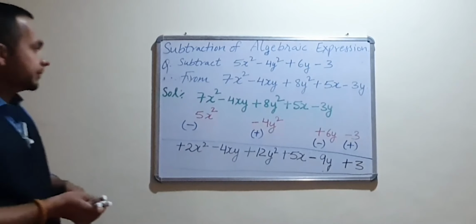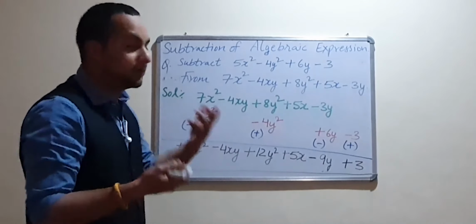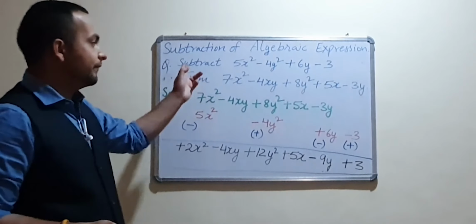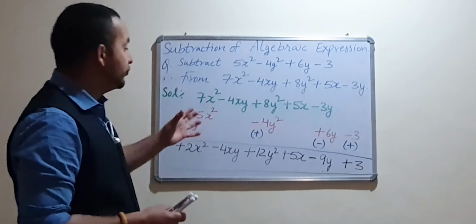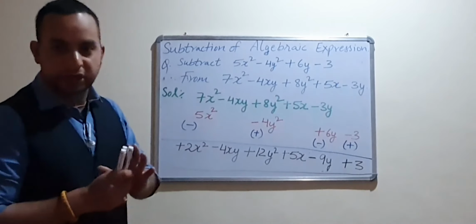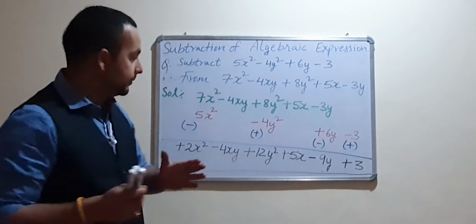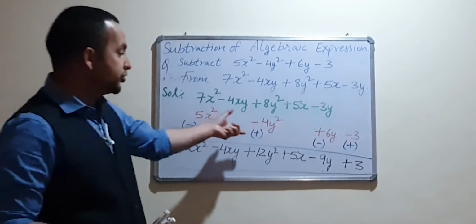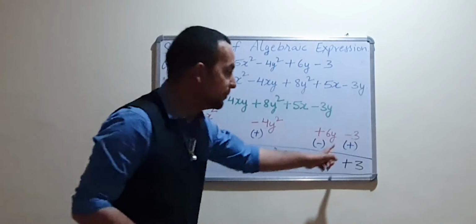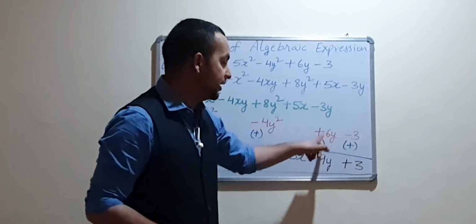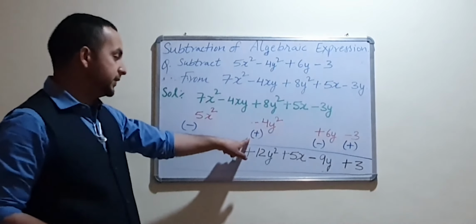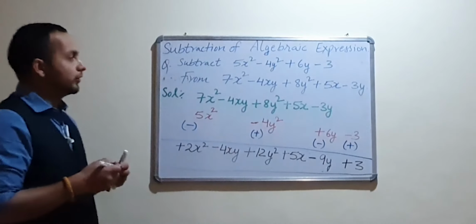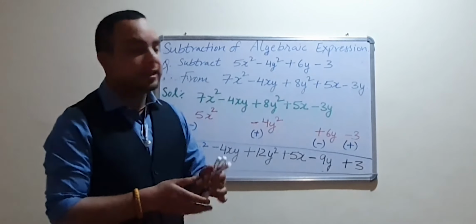For subtraction, the second expression comes first and the first expression comes second. You arrange the different expressions in a row according to the like terms. Then change the sign of the second expression: negative becomes positive, positive becomes negative. This is how we are going to subtract algebraic expressions.